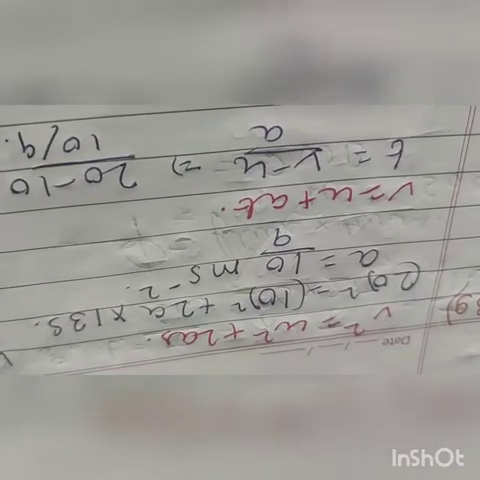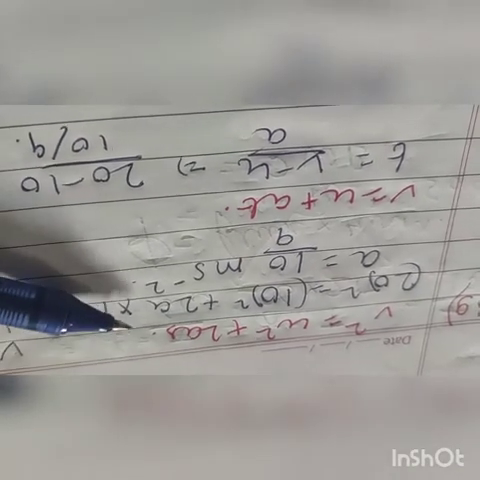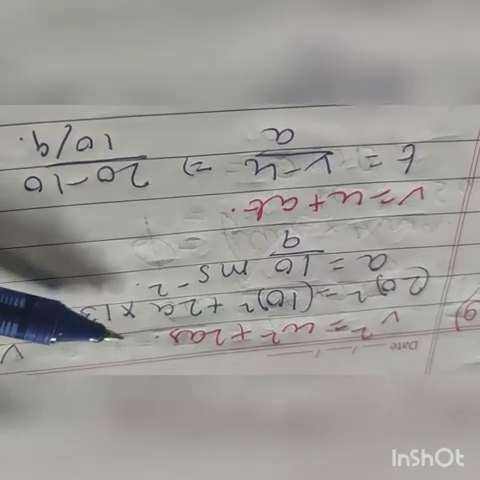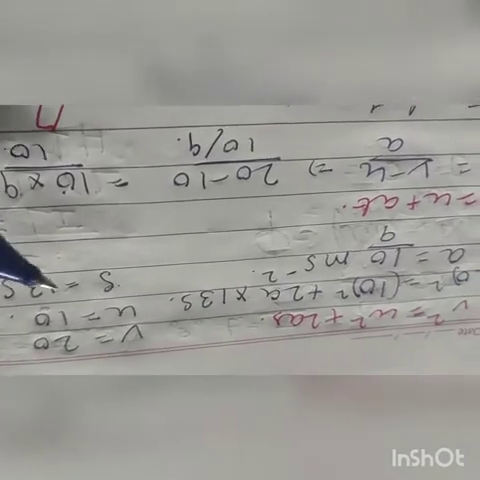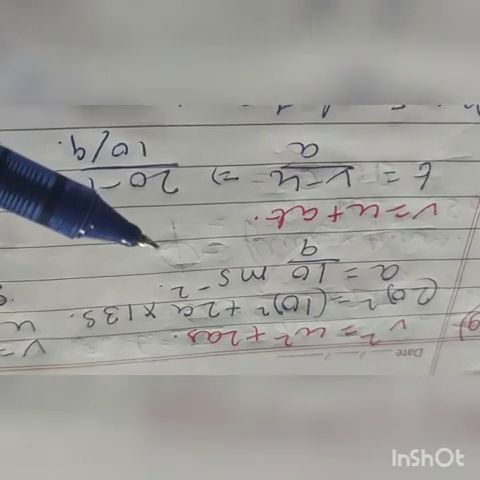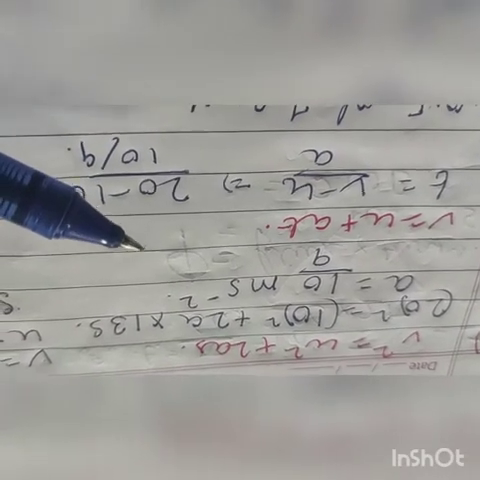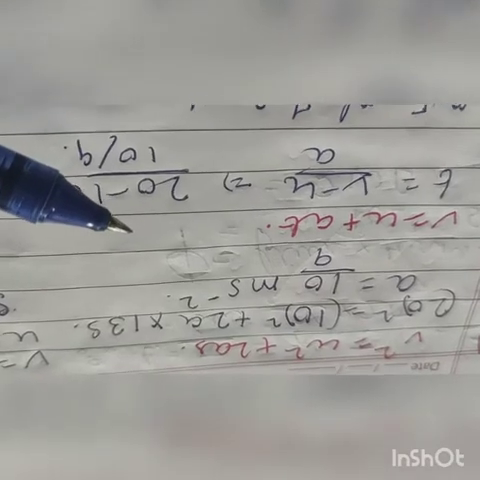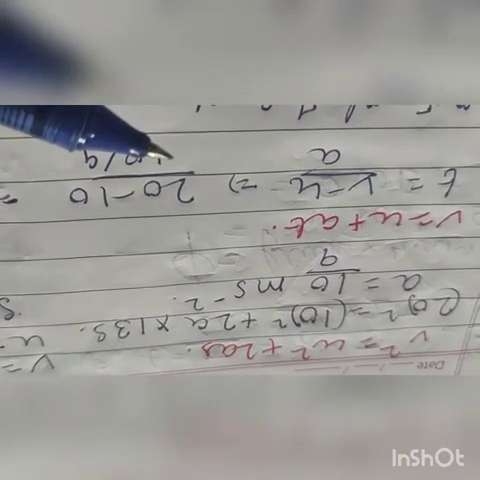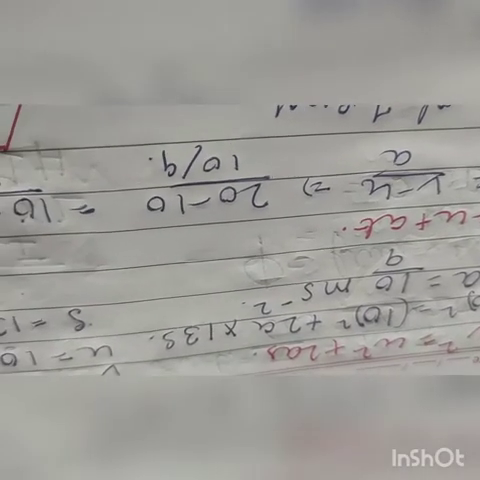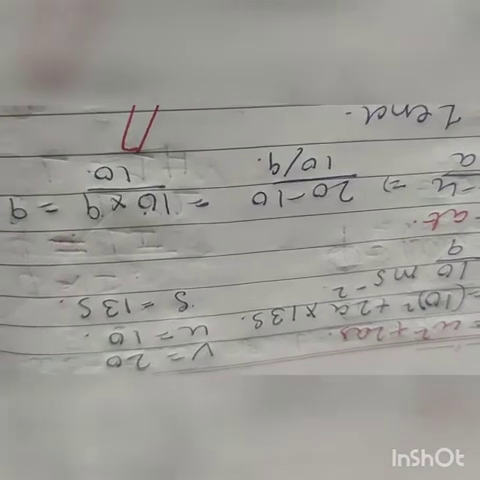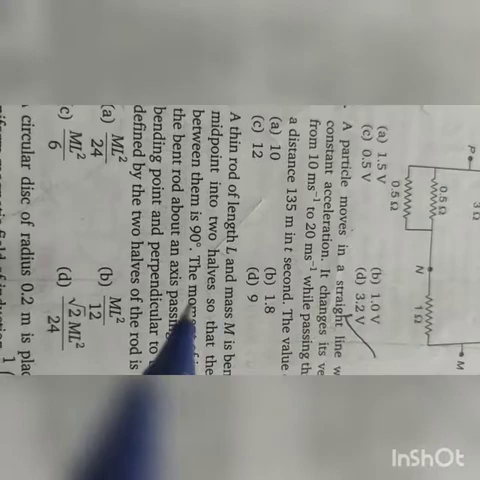So here we will use this formula: V square is equal to U square plus 2as. As we know, the value of V is 20, U is 10 and S is 135. We just put in the values and we get our acceleration as 10 by 9 meter per second square. Now to find the time, V is equal to U plus AT. So T is equal to (V minus U) by A. So it comes out to be (20 minus 10) by (10 by 9). So our answer comes to 9 seconds. So here our correct option is 9 seconds.